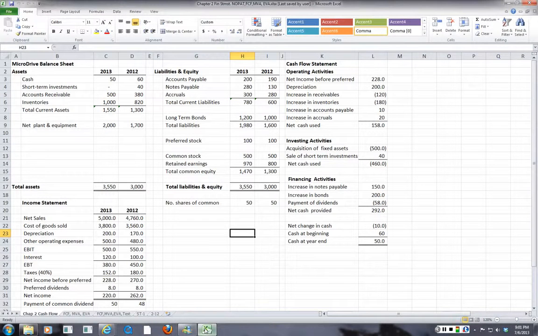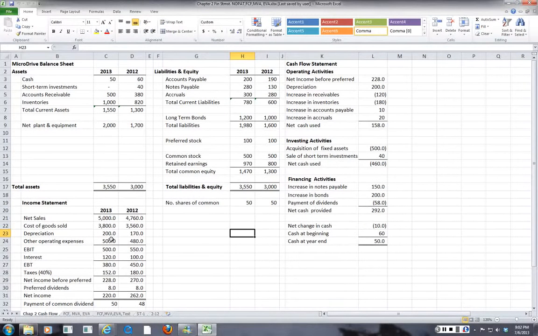Well, to kick off this quarter's session in MBA 540, I thought we'd develop a cash flow statement. But before I do that, I'd like you to look over the balance sheet for MicroDrive for 2013 and 2012. You can see here's the assets side, here's the liabilities, and the preferred stock and the common stock. Then we've got an income statement here, and they've gone from $5 million in sales to $220,000 net income.